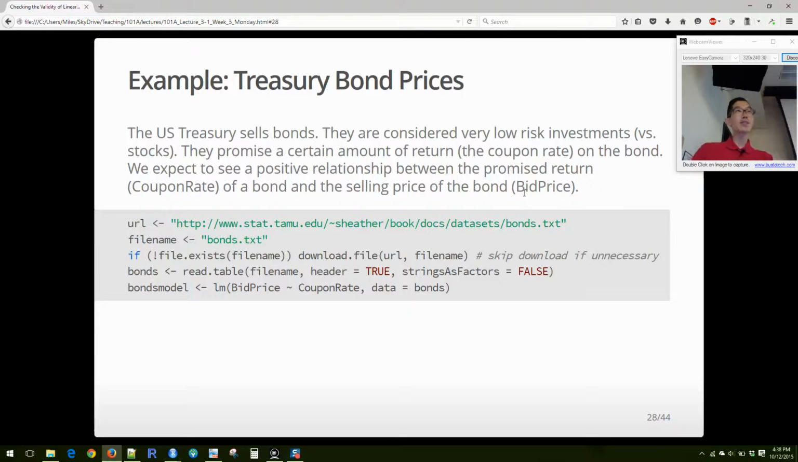If you want something safe, you might go with something like a Treasury bond, and at least in the United States, these are very safe purchases because you can very reliably say, I'm going to buy this bond and the US is going to pay me this amount of growth. There's something called the coupon rate when you buy a bond that says how much it's going to grow. And so the amount that the bond sells for is going to be very much related to the coupon rate. So we're going to look at bid price versus coupon rate.